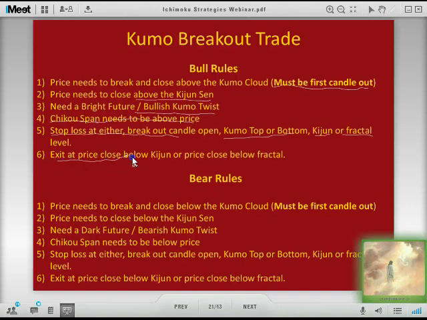And then your exit is going to be below the Kijun-sen. When price crosses and closes below the Kijun-sen, you're out. Or else if it closes below the fractal level, that means your structure has changed. And for the bear rules, it's going to be just the opposite. So you could look at that.